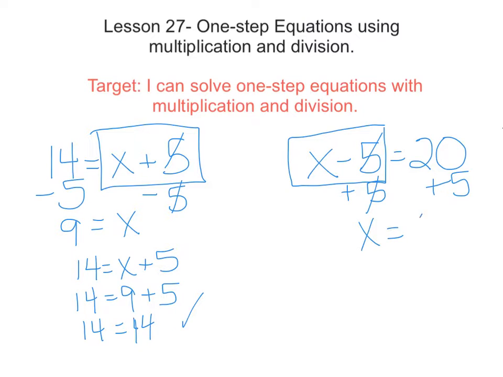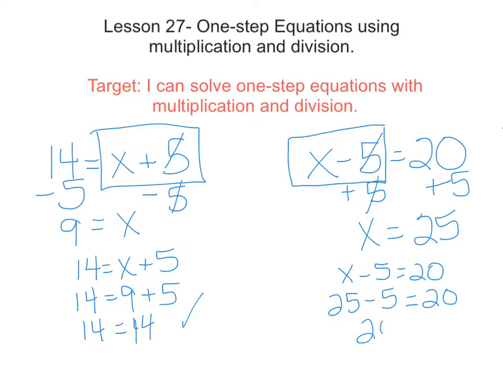20 plus 5 equals 25. So here we believe x equals 25. We're going to do our check. X minus 5 equals 20. Substituting the 25 for x, we now have 25 minus 5 equals 20. 25 minus 5 does in fact equal 20. 20 equals 20, and we have our check.